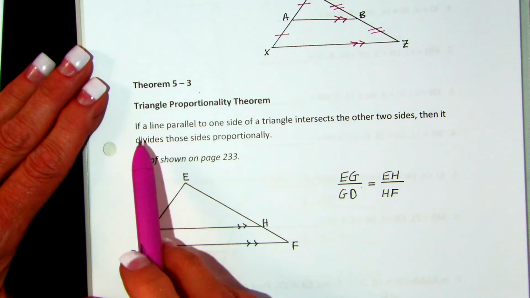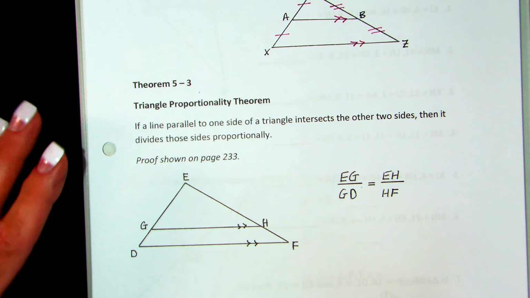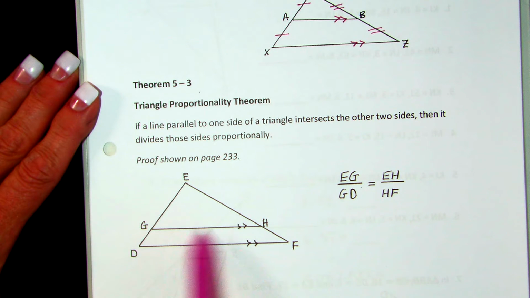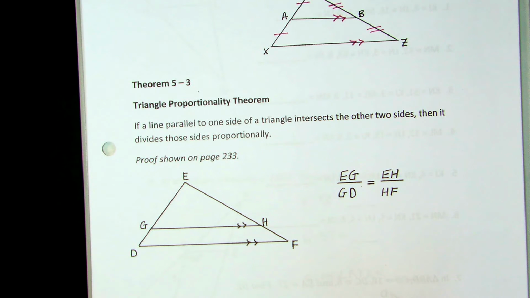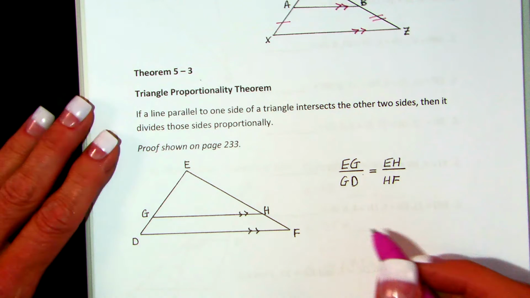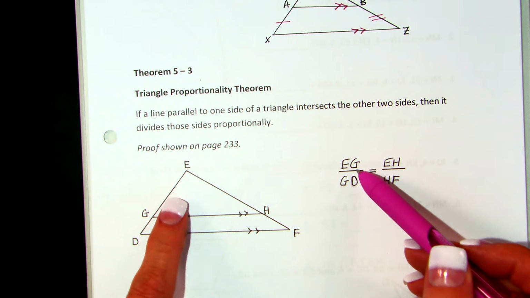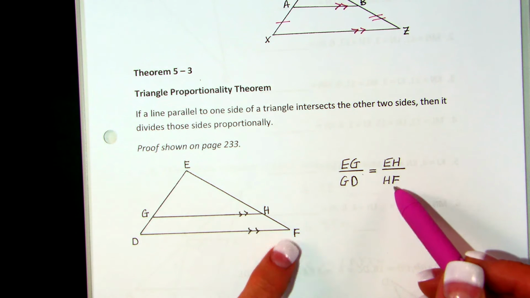So adding to that, now that we're studying proportions, we have the triangle proportionality theorem. It says if a line is parallel to one side of a triangle and intersects the other two sides, then it divides those sides proportionally. There's a proof on page 233, but I'm going to show you all the different ways this could be set up. So basically you have EG to GD is equal to EH is to HF.